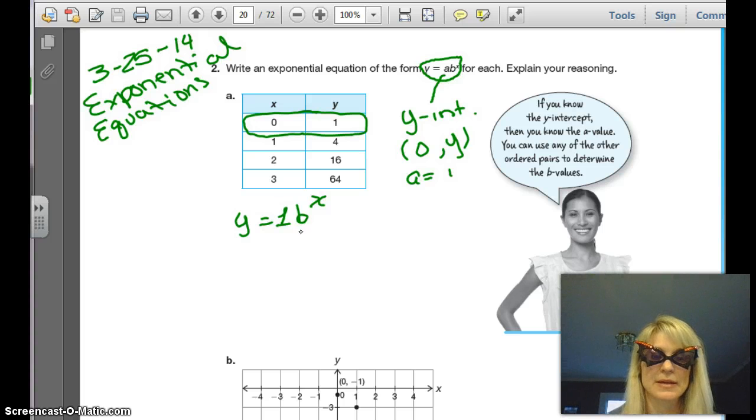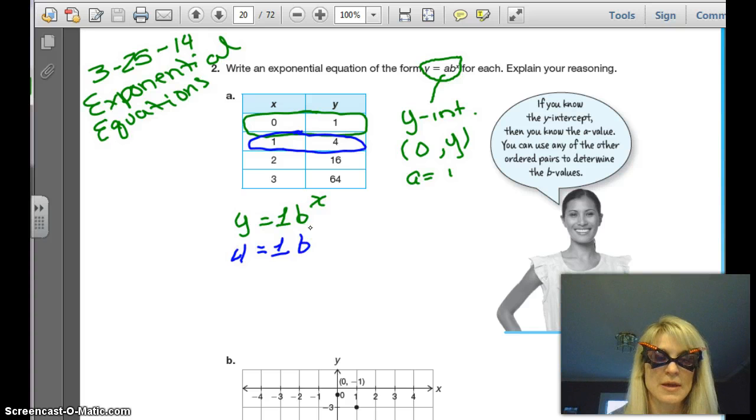I can do that very simply by plugging in any x and any y, because I have a list of x's and a list of y's here. So I'll just look at this first point that's on this graph. Here my x is 1 and my y is 4. So I'm going to plug 4 in for y. I know my a is 1. I don't know my b, but I'm going to plug in 1 for the x.